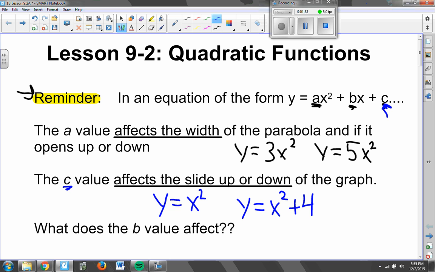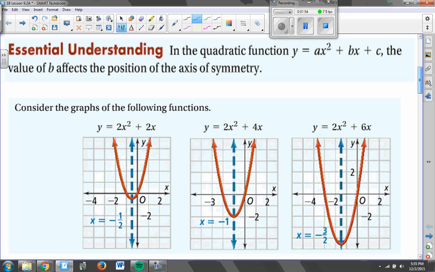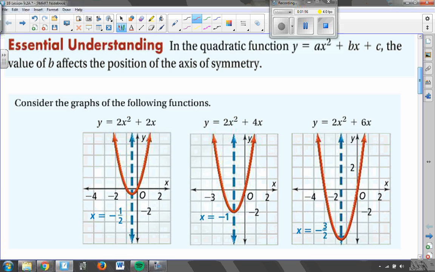So the logical question for us is about this middle guy, b times x. What does that b value affect? That's what we're going to look at in this video. In the quadratic function y equals ax squared plus bx plus c, our regular format, the value of b affects the position of the axis of symmetry and the vertex.